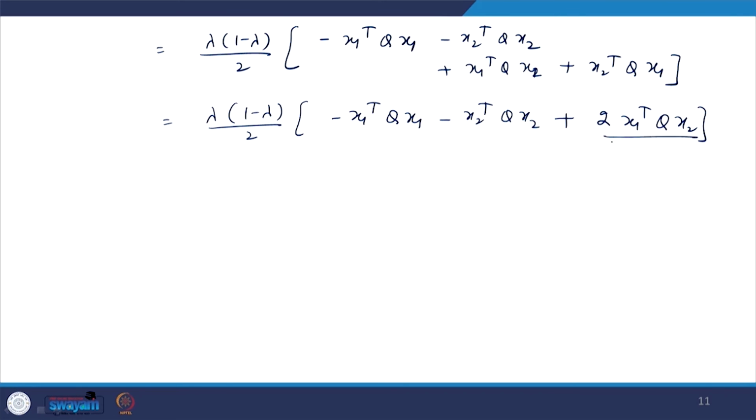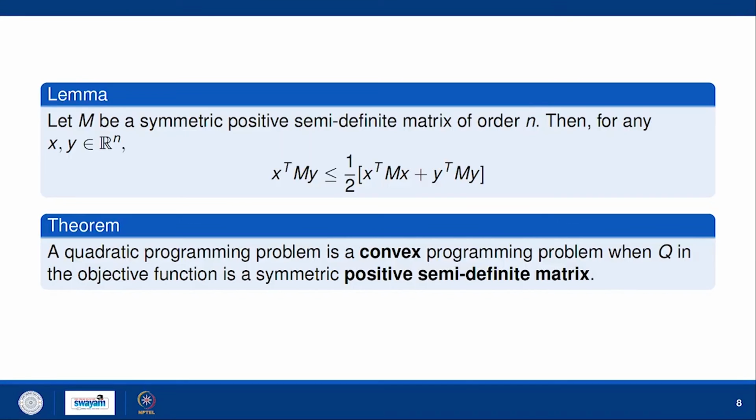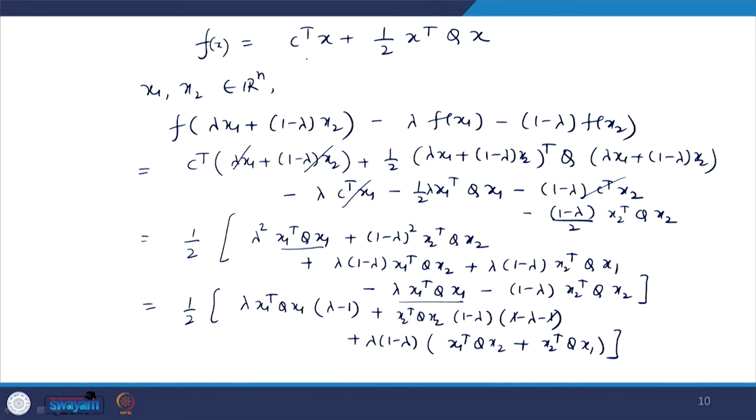So, this expression, from that lemma, will be less than or equal to lambda into 1 minus lambda by 2 times a quantity which is less than or equal to 0. So, by this result, the whole quantity is less than or equal to 0. Hence we can say that this function is convex if Q is a symmetric positive semi-definite matrix.